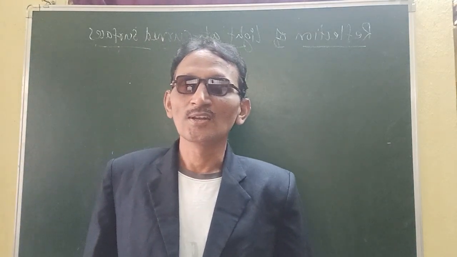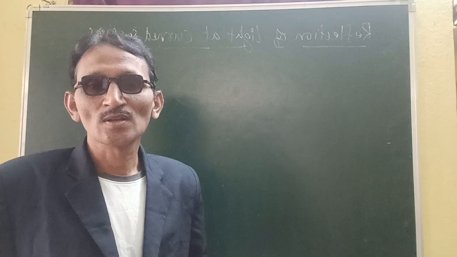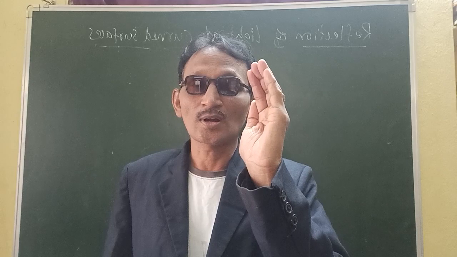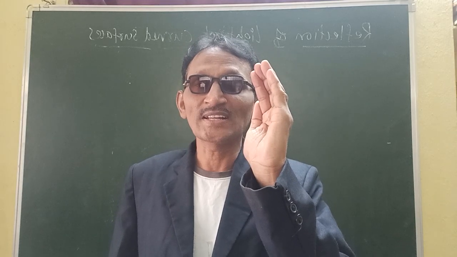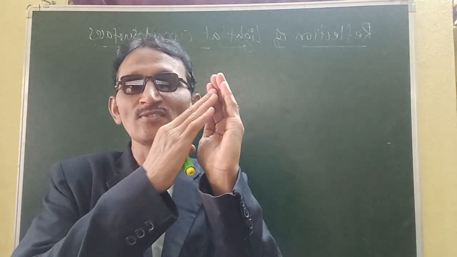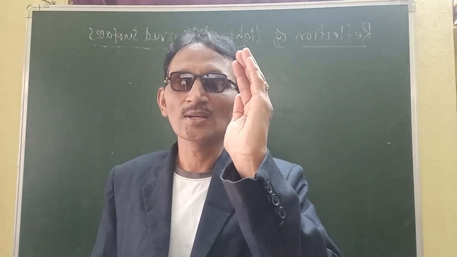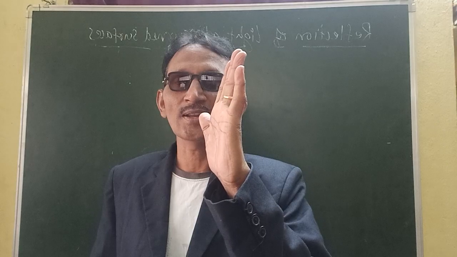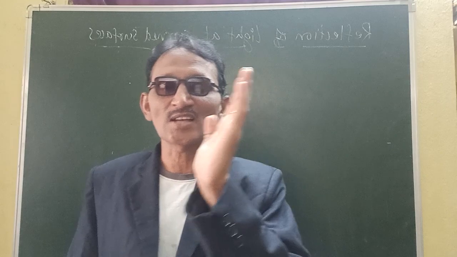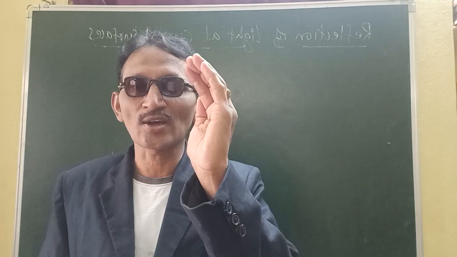Today's lecture is reflection of light at curved surfaces. If you take curved surfaces like concave mirror and convex mirror: concave mirror means the reflecting surface is inwards, a spherical mirror in which the reflecting surface is inwards. You can see your palm, the reflecting surface is inward, so it is a concave mirror. In the case of a convex mirror, the reflecting surface is outwards. So we have concave mirror and convex mirror as the curved mirrors.